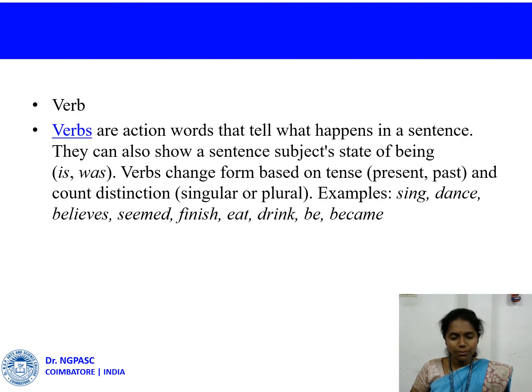And verb is generally addressed as words that denote a state of being or action. So they are action words that tell what happens in a sentence. They can also show a subject's state of being. There are be form verbs, do form verbs, have form verbs, and then irregular verbs, special verbs. The list is endless when we talk about verbs.